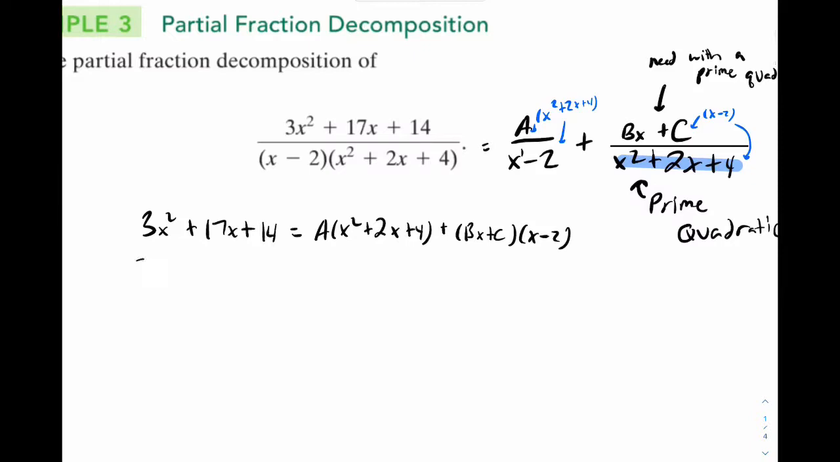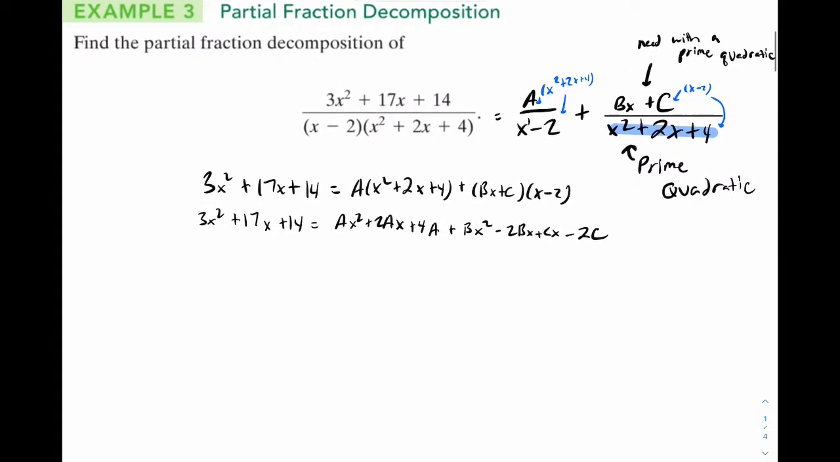Now we're just going to do some algebra. So 3x squared plus 17x plus 14 is Ax squared plus 2Ax plus 4A, and that's going to be plus Bx squared minus 2Bx plus Cx minus 2C. So pretty long. Now from here, we're going to equate the coefficients. So the exact same technique as last time.